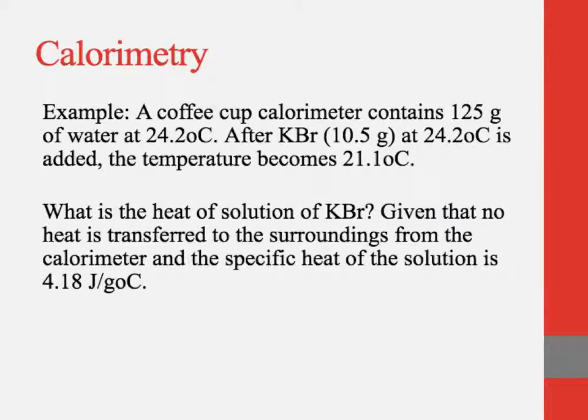Okay, so let's do some examples. A coffee cup calorimeter contains 125 grams of water at 24 degrees Celsius. After 10.5 grams of KBr is added, the temperature becomes 21.1. What is the heat of solution of KBr? And given that no heat is transferred to the surroundings from the calorimeter, and the specific heat of the solution is 4.18. So, a couple of things going on here.